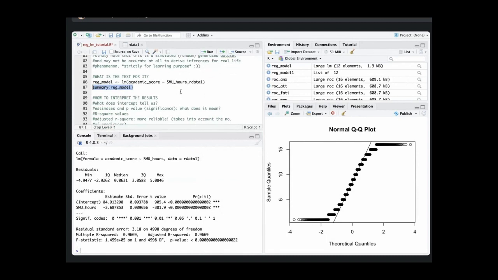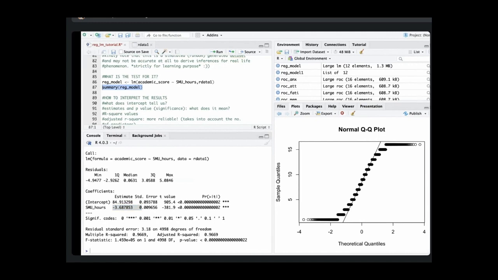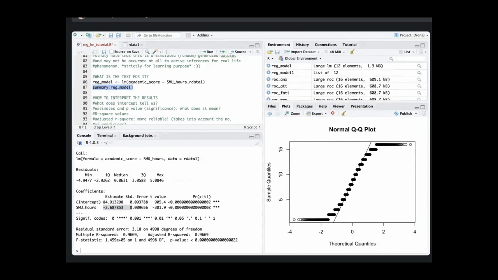What does the intercept tell us? What do these different estimates tell us? How do we make sense of R square values and all of that? We're going to focus on it in this session. Till now, any doubts before we jump to how we interpret the results of linear regression in R? Any doubts till now?